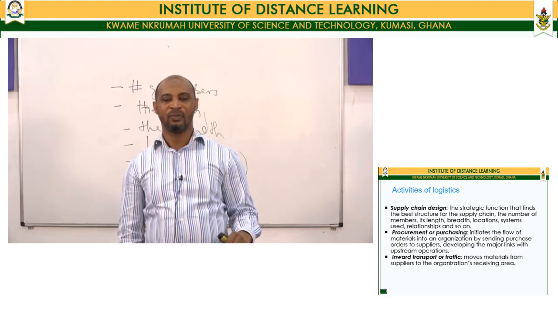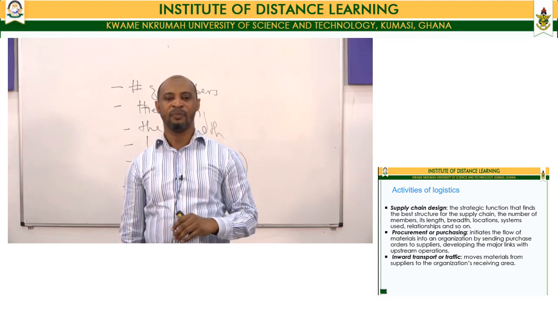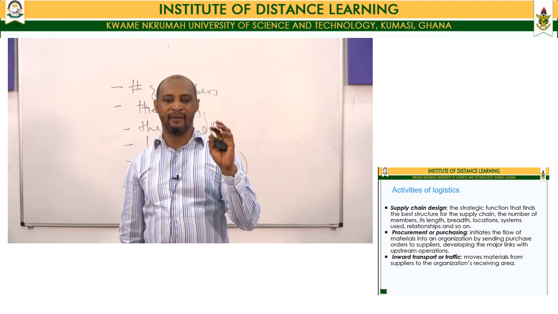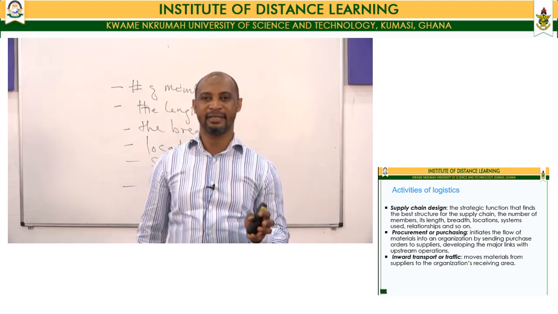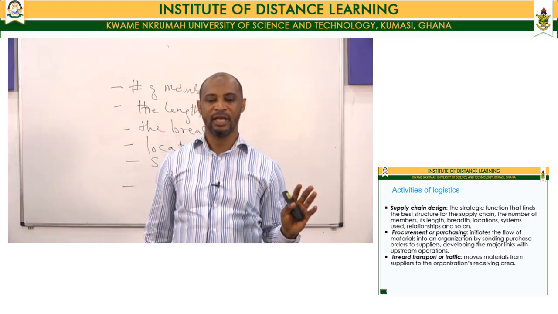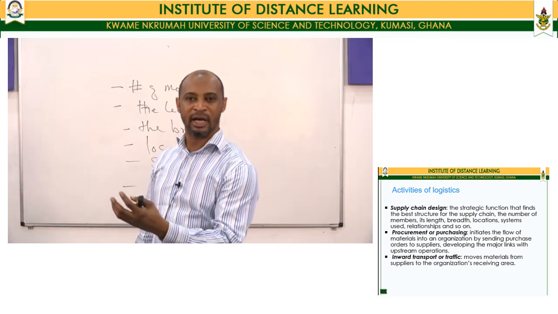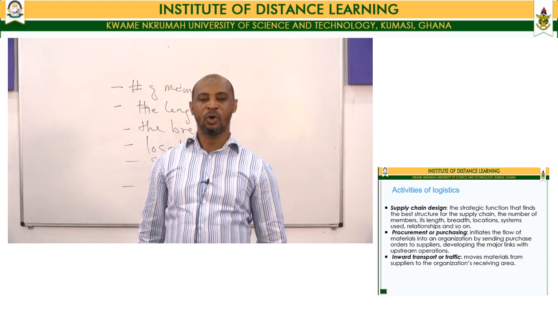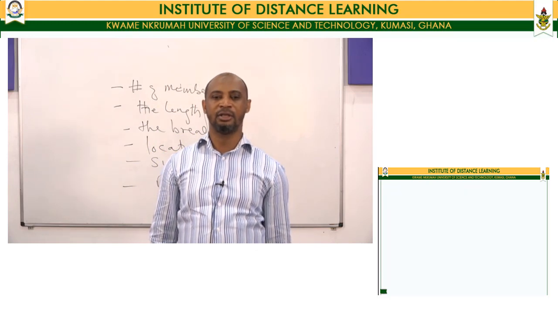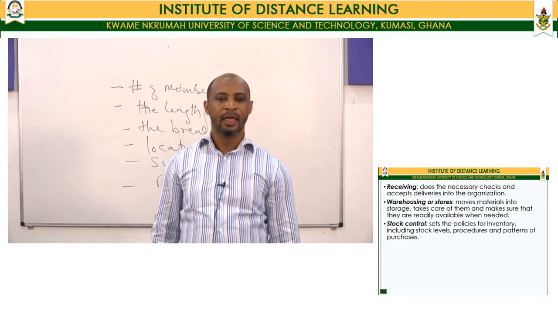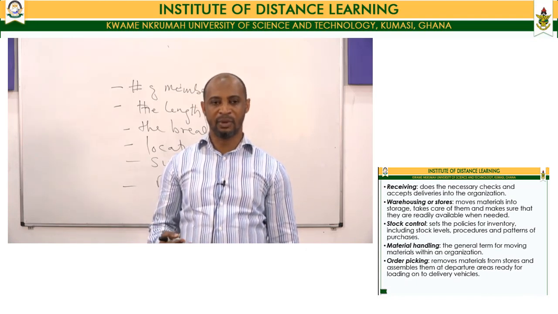Under supply chain design, the aim is to determine the best structure for the supply chain. Under procurement or purchasing, it is to initiate the flow and to develop major links with upstream operators. And under inward transport, it is to make sure the materials move in. So anytime any of these fails in an organization, we must blame the logistics department or the logistics function.